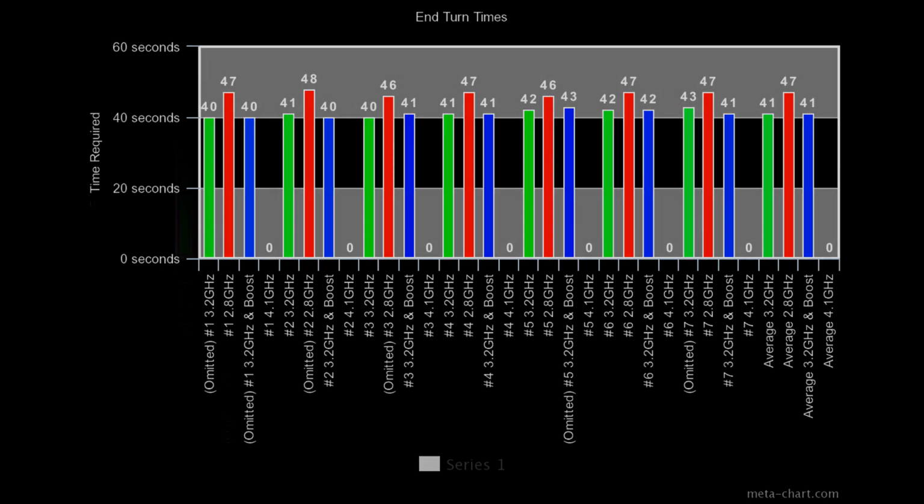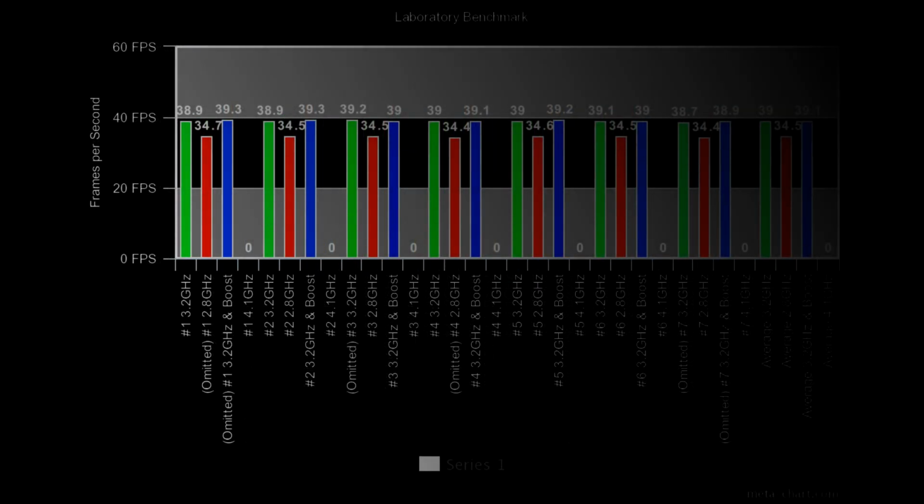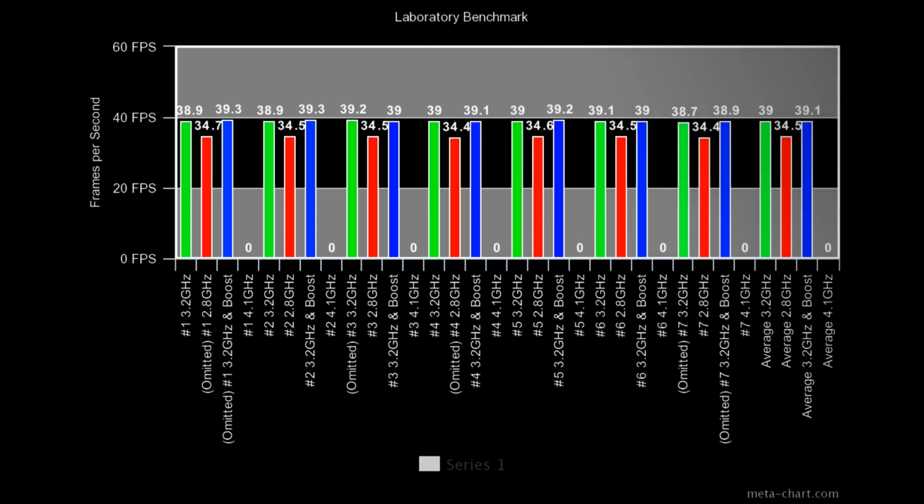Moving over to the benchmark, we picked up a colossal 0.1 frames per second, with the range being between 39 and 39.3 frames per second, with another 39 run emitted for too fast and another 39.3 run emitted for too slow. Again, I was really disappointed by these results, but I did end up figuring out what had happened.